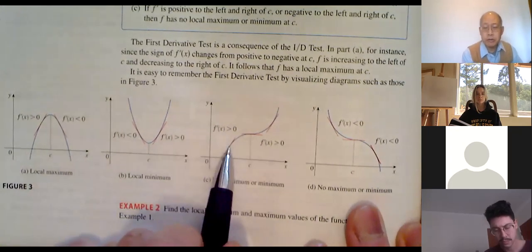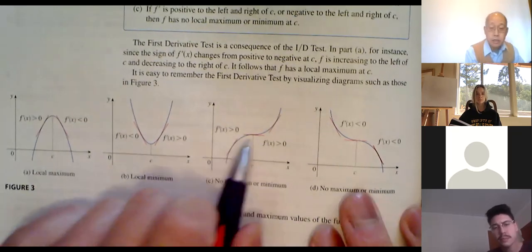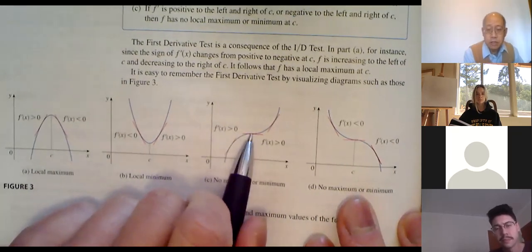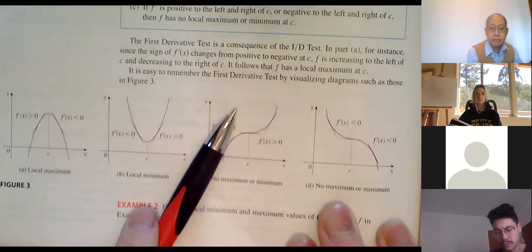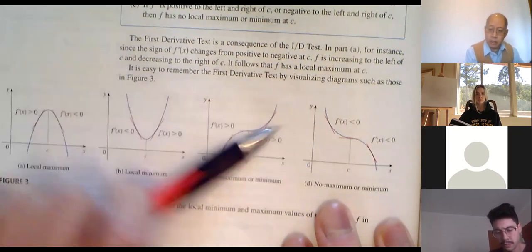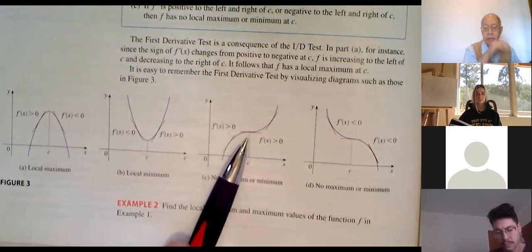Okay, now what if the roller coaster does this, which I've seen some roller coasters do? Here the slope is 0, but it's neither a maximum nor a minimum because you go up, and then the slope becomes 0, and then you go back up. So that's neither a maximum nor a minimum.